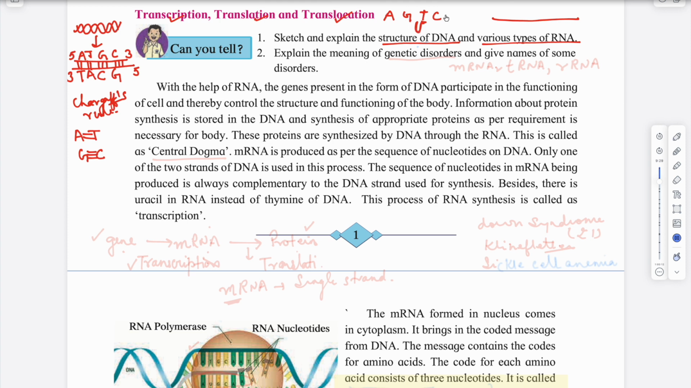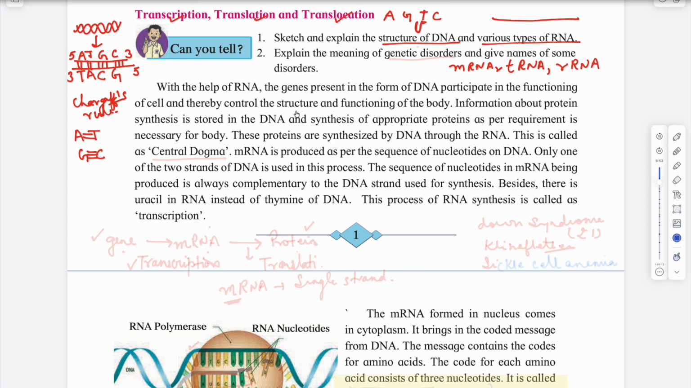So various types of RNA are, one is mRNA, second is transfer RNA, and third type is ribosomal RNA, right? M stands for messenger RNA. T stands for transfer RNA. R stands for ribosomal RNA.